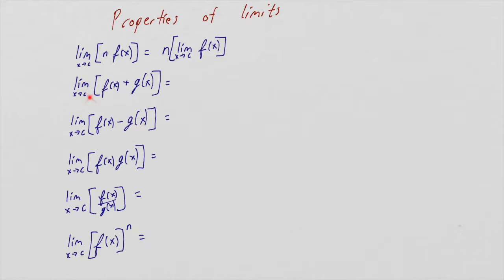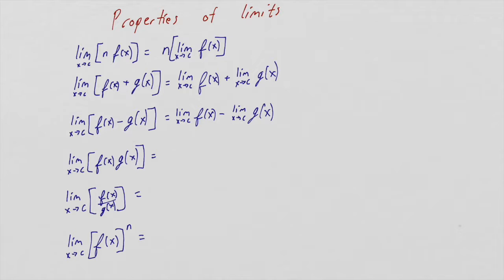So for the second one here, the limit as x approaches c of f of x plus g of x. We can add the functions first, like it would be written here, and then evaluate the limit. Or we can evaluate the limit of each piece. So this becomes the limit as x approaches c of f of x plus the limit as x approaches c of g of x. And the same sort of thing happens with subtraction. This becomes the limit as x approaches c of f of x minus the limit as x approaches c of g of x. And it's going to be the same pattern for the next two.